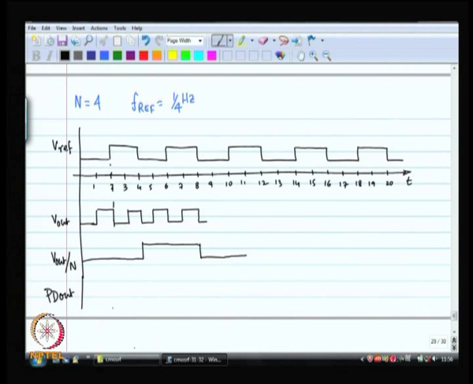All right. So, once again the output of the phase detector goes up at this point of time, and then it comes down, but sure, it comes down, and then again it goes up.